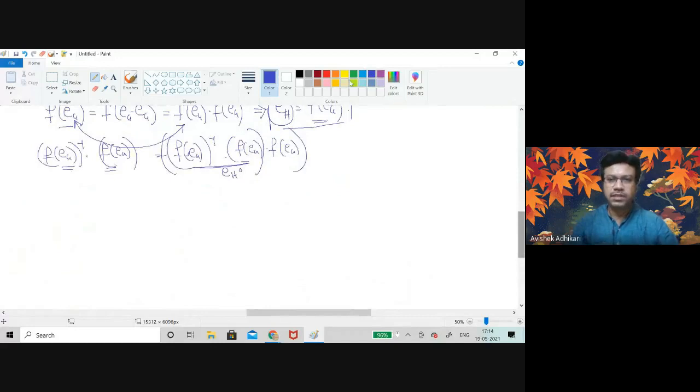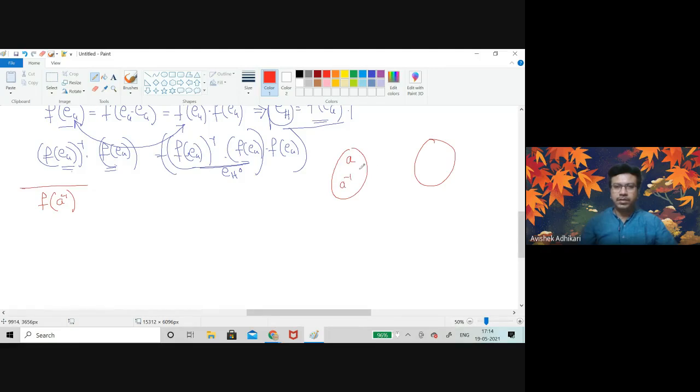The next property is, what is the inverse of this? If you take some element A, make its inverse, and then apply F to it. Pictorially it looks like this: you have A, then you have A inverse, and F is a homomorphism from G to H. So you have F(A), you have F(A inverse) here, you also have F(A) whole inverse. Okay, so all three elements are elements of H.